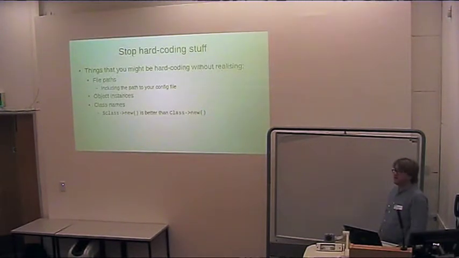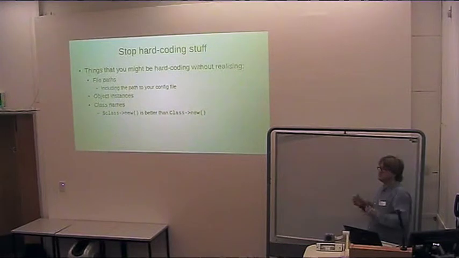Here are some things that might be hard coding without even thinking about it. Things like file paths, including config files. It might be more useful if you could pass a config file as a parameter rather than hard coding it. Object instances, that's the user agent example. And class names. Sometimes when one class needs to create instances of another class, it'd be useful to pass that second class name into the object. So that's the principle of dependency injection anyway.